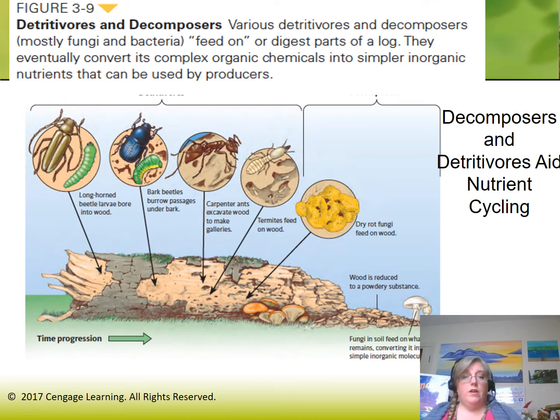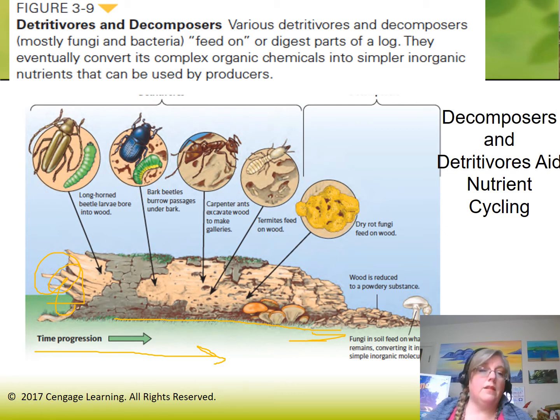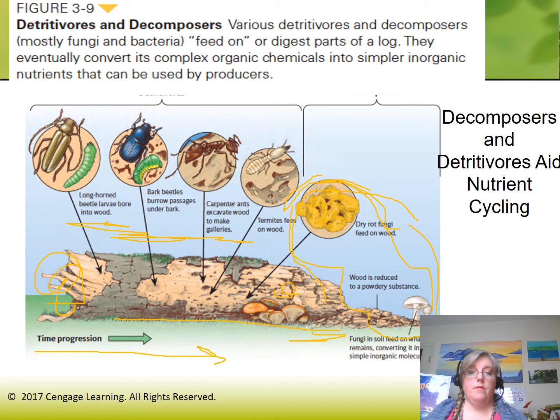This is a great picture here that shows us what's happening. The time is moving this way. This is when the tree first falls, and over here is when it's been down for a long time. So we start off with these bigger beetles. These are basically detritivores. You don't get to the decomposers till you're down here. These are your decomposers. These are the ones who are turning the dead material back into inorganic nutrients. These guys are just further breaking it up, and these guys are eating the waste that remains after that.